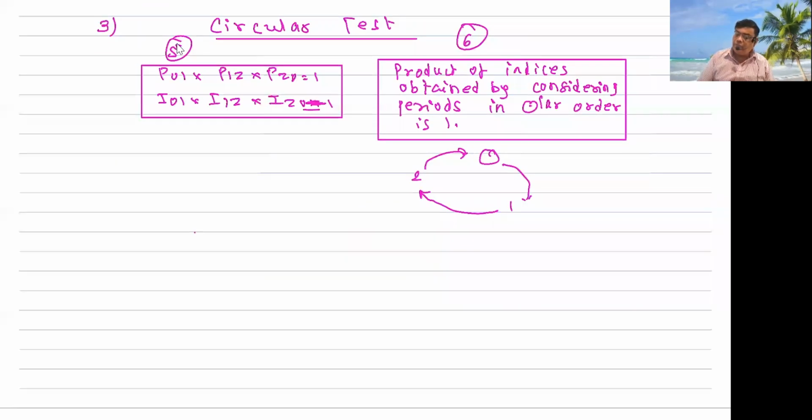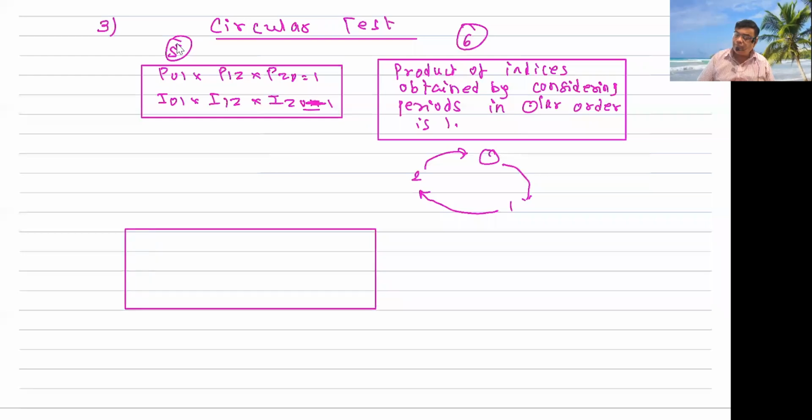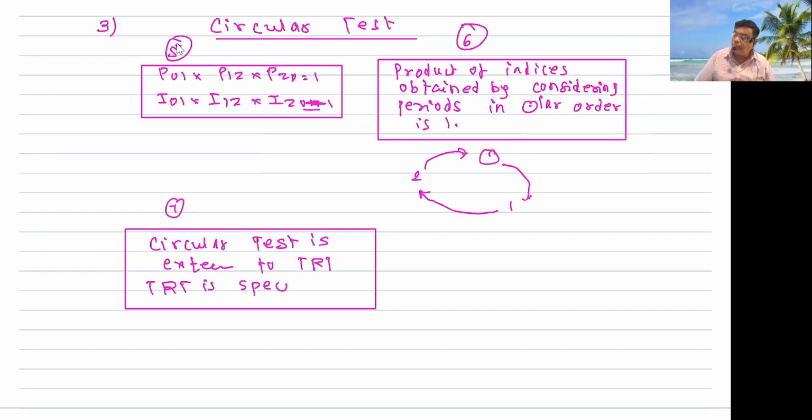Then I consider the MCQ number 7. I now consider the MCQ number 7 and circular test is extension to time reversal test, or time reversal test is special case of circular test. लिखो MCQ नंबर 7 is पे. इस पे का फिर MCQ नंबर 7.